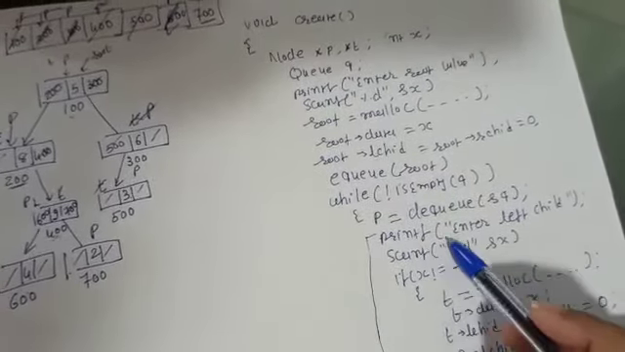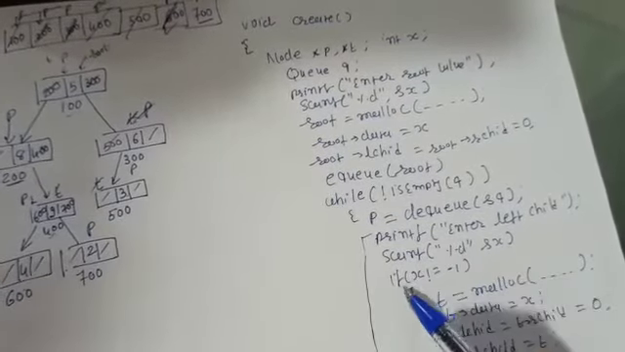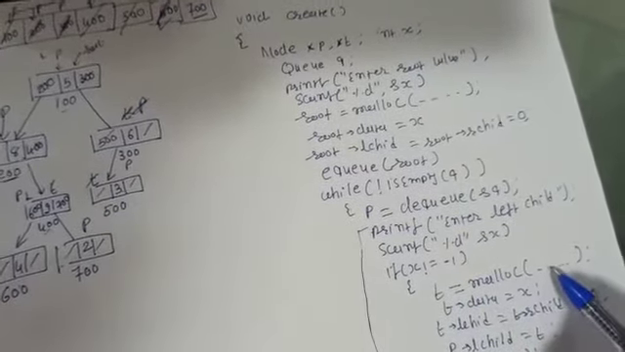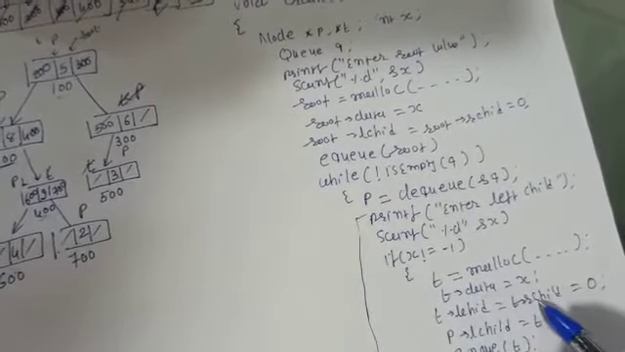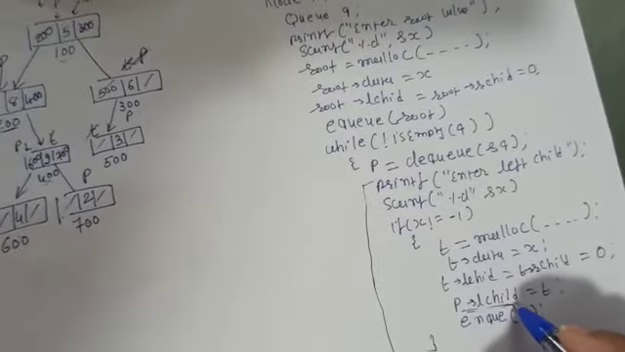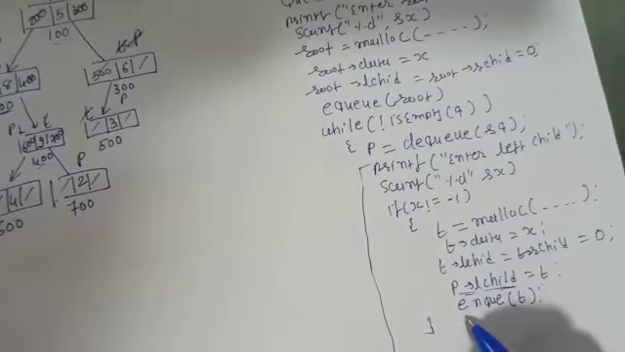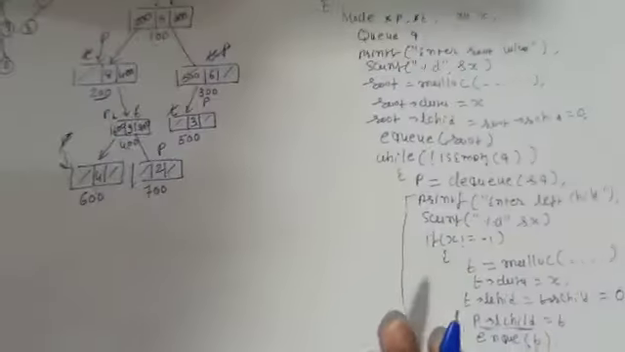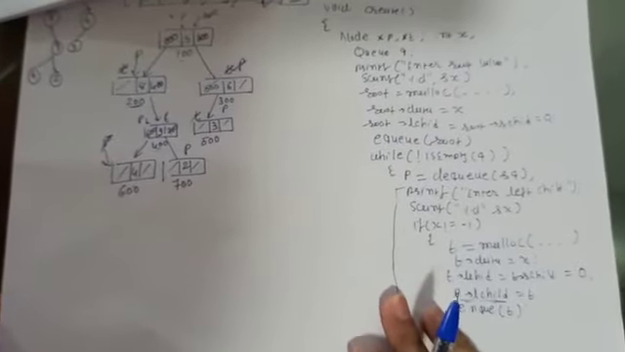So there printf enter the right child, scanf %d, &x, and if x is not equal to -1, you have to create a new node, t of data is equal to x, t of L child and R child are equal to 0. Only this thing will change: p of R child is equal to t, and then you will insert that node, nq t. I hope how you can create or generate a tree data structure is clear to you.